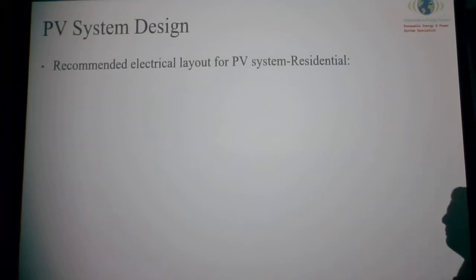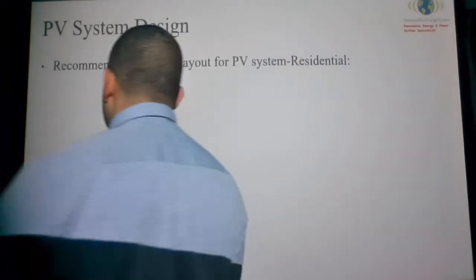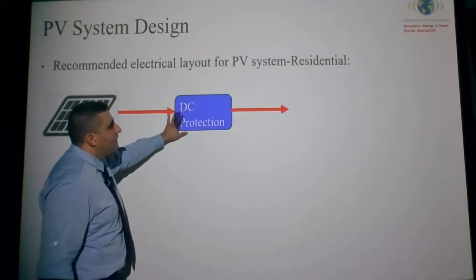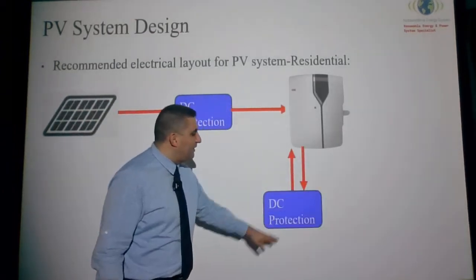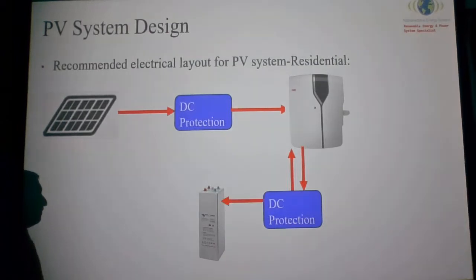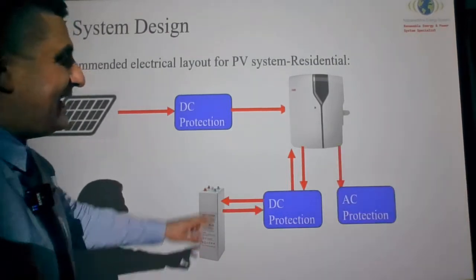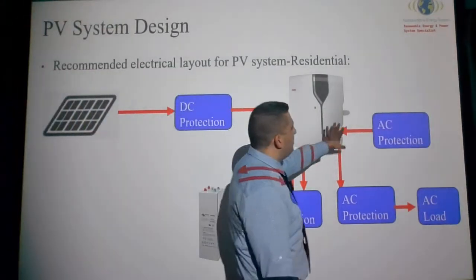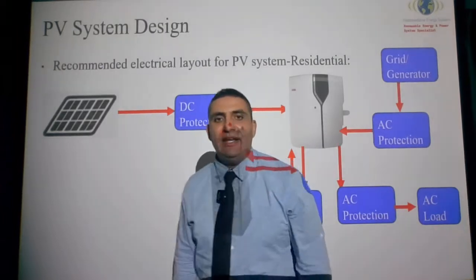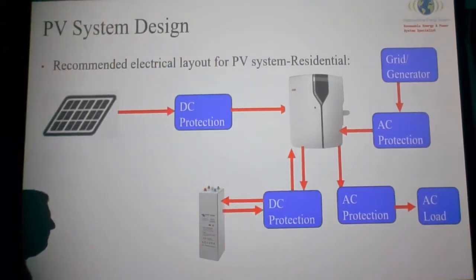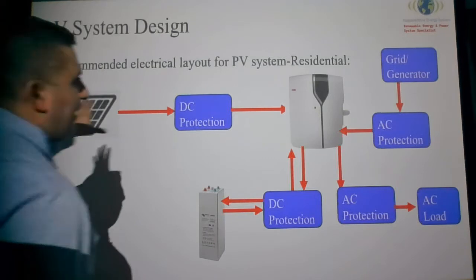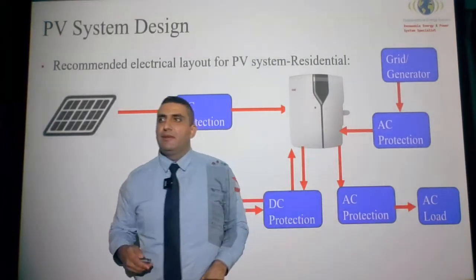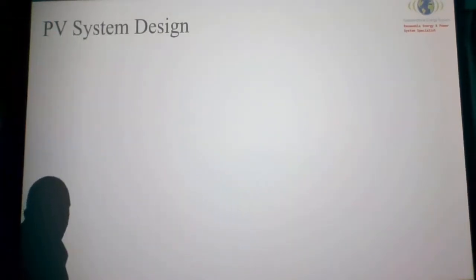Now, recommended electrical layout for residential buildings. This is a recommendation, things to consider. You must have a DC protection or an isolation. You must have another DC protection when it goes to your energy storage, and you must have an AC protection that goes to your AC load. And if you have any interface with the grid, you must have an AC protection. As a minimum, you should apply this. On top of that, you should apply lightning protection to your system. Okay, that's very important and very critical.